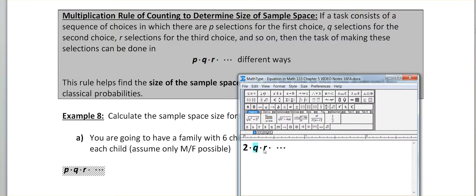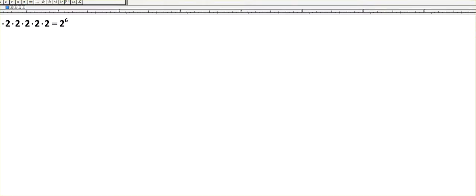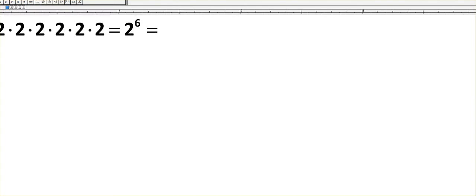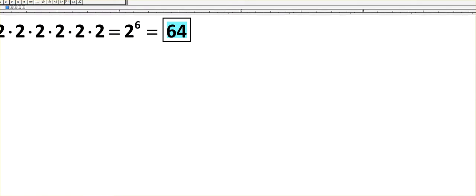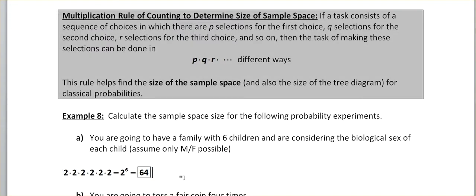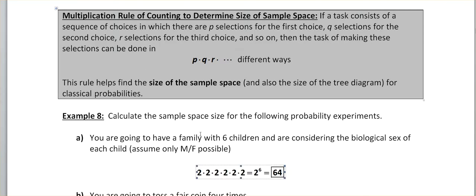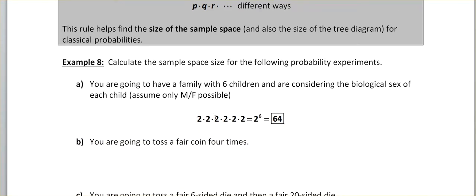Second child, again male, female is possible, so 2. Third child, 2. Fourth child, 2. Fifth child, 2. Sixth child, 2. So that would mean that there are 2 to the 6th options. Here, let me make this larger for you all to be able to see, which is equal to 64. That's how many different options there are for a family with 6 kids. I know I said it on the previous page, but I figured it was worth reiterating one more time. So 2 times 2 times 2, that's the first 3 kids, and then 2 times 2 times 2 is the second 3 kids, and you multiply it all together, you have 6 kids.